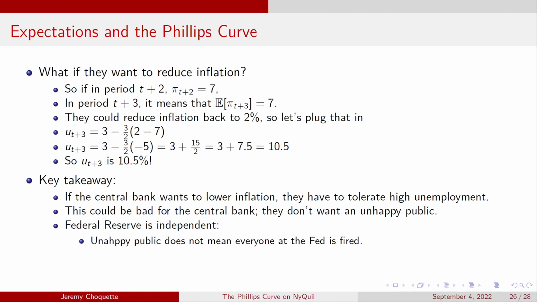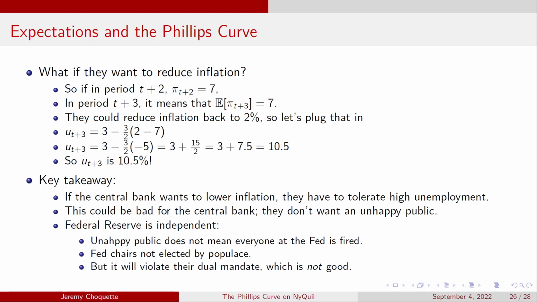Now, fortunately for us, the Federal Reserve is independent. An unhappy public doesn't mean that everybody at the Fed is fired, because the Federal Reserve chairs aren't elected by the populace, but it will violate their dual mandate, which isn't good. Namely, they're going to have to go and answer questions to Congress that they may not want to have to answer.